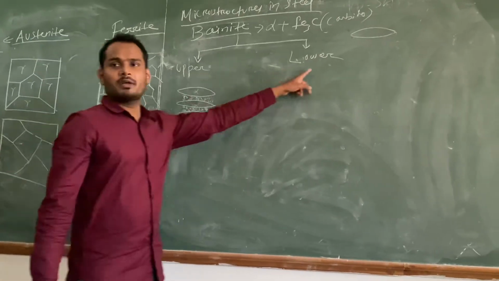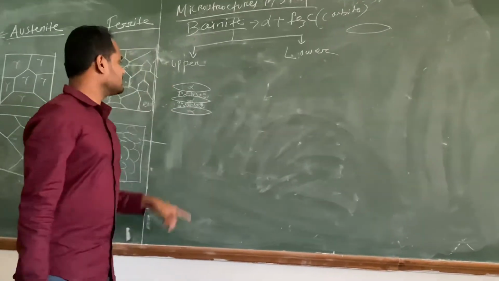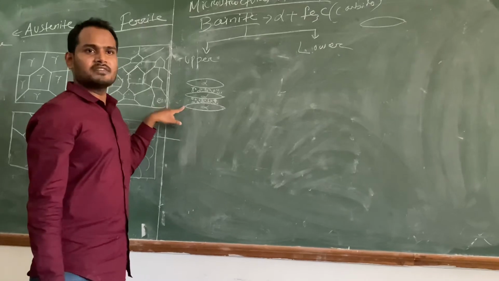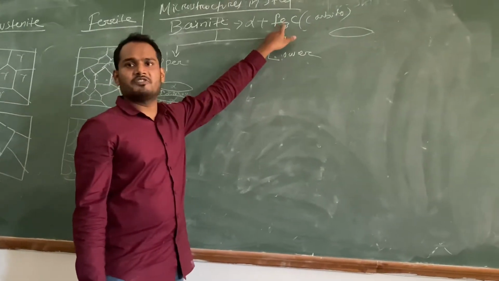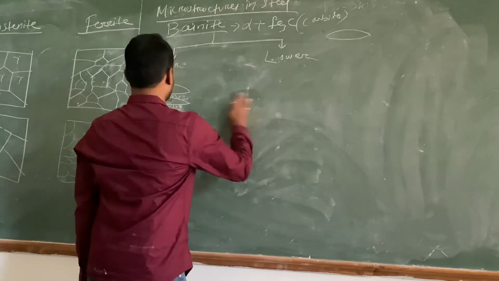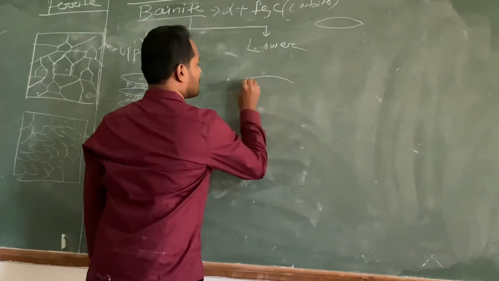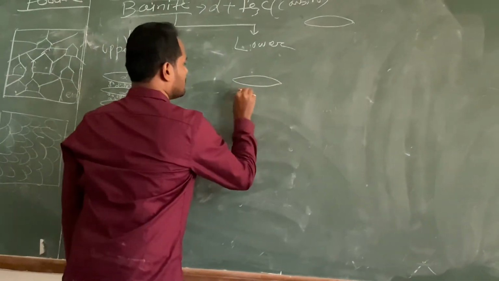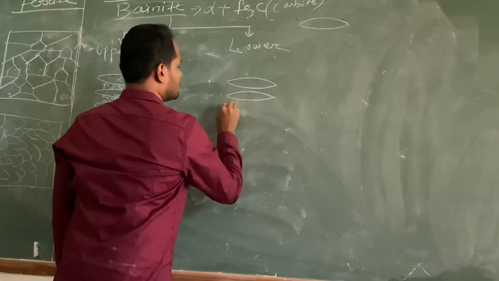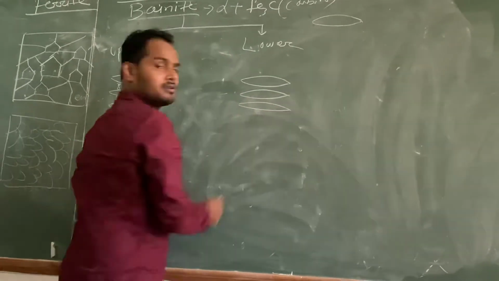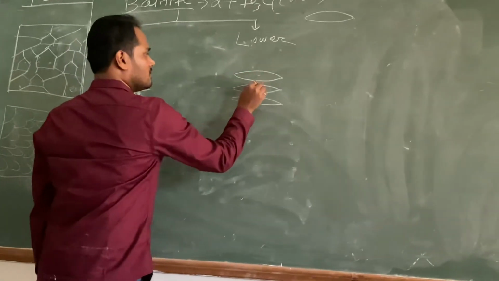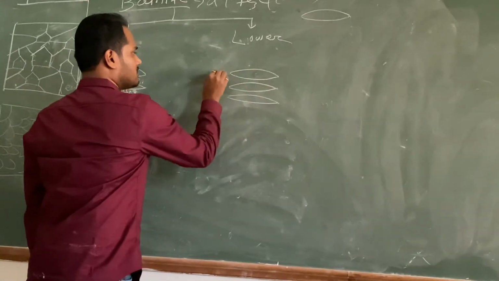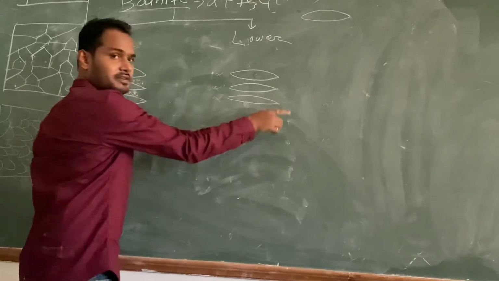So what about lower bainite? Lower bainite is like this, but there is some change. That actually depends upon the precipitation of Fe3C. I'll show you. So I will have plates again. This is one plate. This is another plate. This is another plate. So what are these? This is a plate of ferrite. I told you, so this is alpha. Okay, I'm writing here. This is alpha. This is alpha plates.